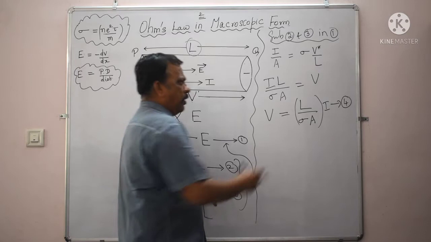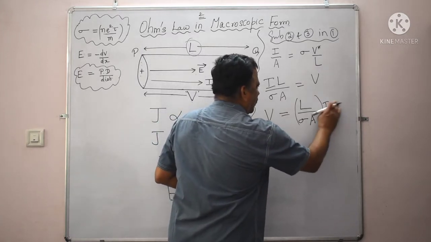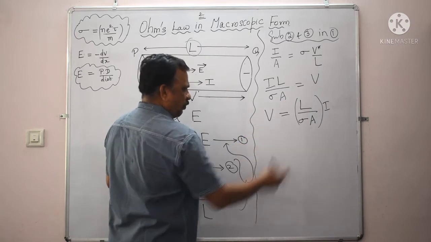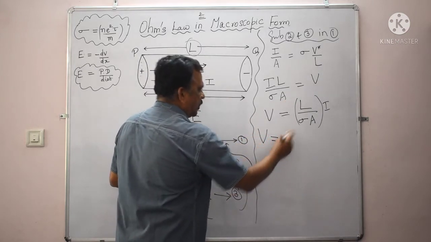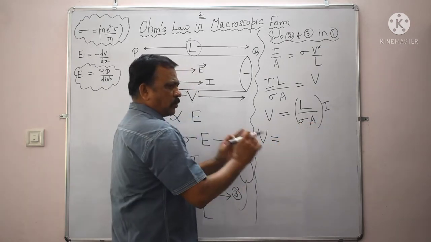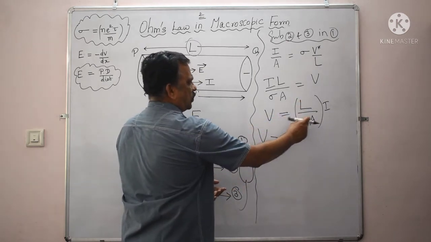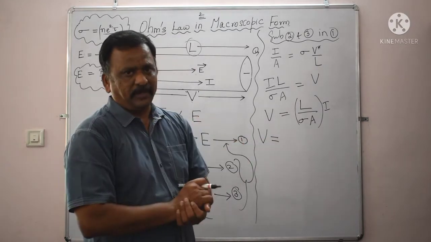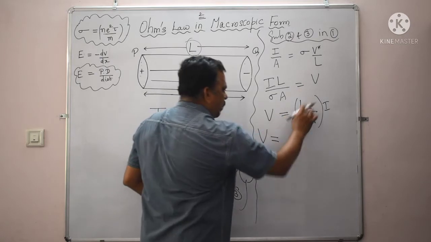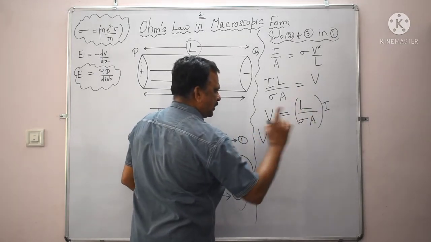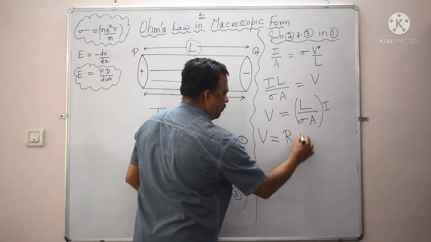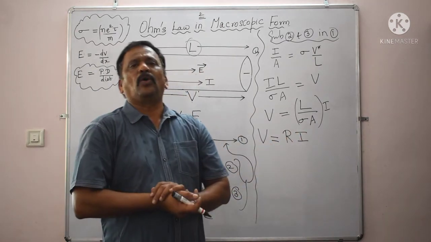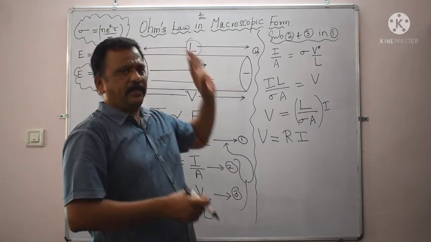So in the next step, okay, let me rub this off. Let me not consider this as equation number 4. Let me consider the next expression as 4. Okay, right? B equals, so L by sigma A is a constant. Since L is a constant, sigma is a constant, A is a constant, the ratio L to sigma A will be a constant. So let me replace L by sigma A by a single letter R, into I, where R is a constant, which is called the resistance of the conductor.